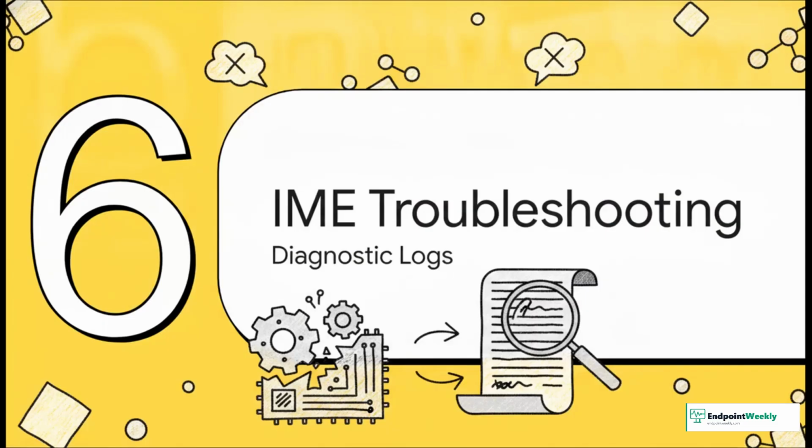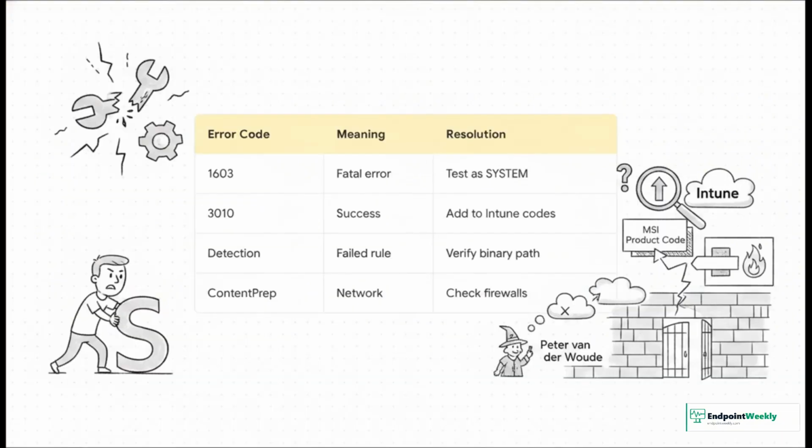And finally, Section 6, IME logs and troubleshooting. No matter how perfectly architected your environment is, Day 2 operations require maintenance. When you crack open those Intune Management Extension diagnostic logs, you're going to see some very specific patterns. Exit code 1603, that's a fatal error, usually requiring you to manually test the installer as system to see what's actually breaking. Exit code 3010 actually means success, but a reboot is required. You just need to map that code in Intune.